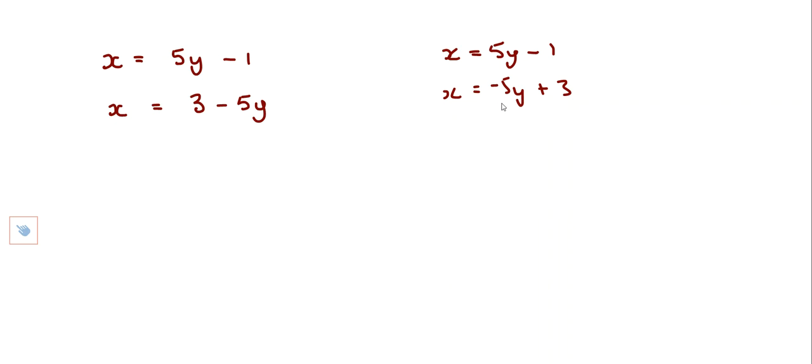Well, if I add them in total, what do I end up with? 2x equals... 5y add minus 5y is 0. No y's, it's gone. And then minus 1 add 3 is 2. So 2x equals 2. Exactly what we've done before.